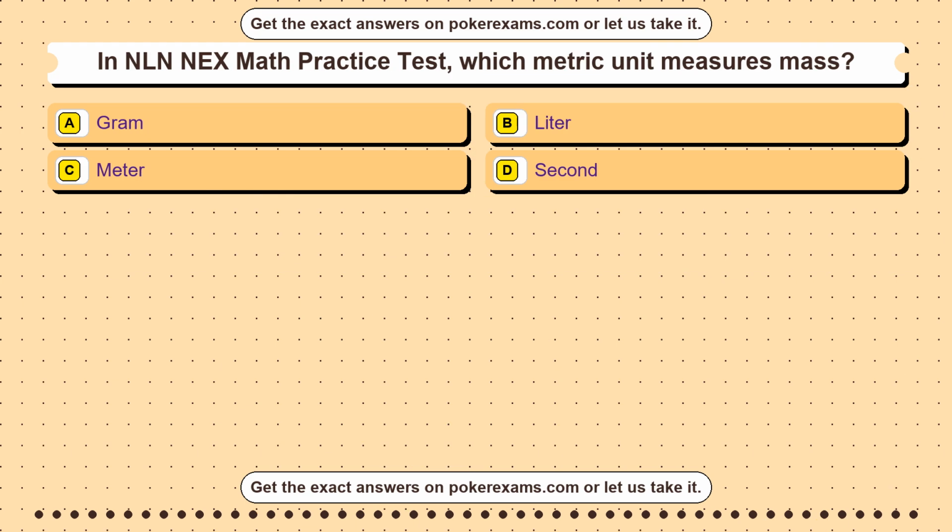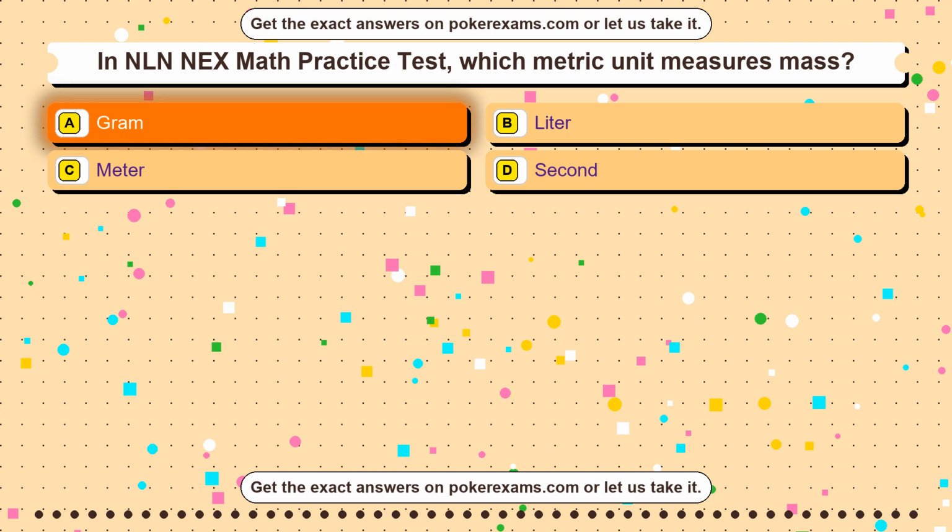Question 13. In get inference practice, which social studies skill checks whether a source can be trusted? Option A, evaluating credibility. Option B, solving equations. Option C, balancing reactions. Option D, finding area. The correct answer is option A.